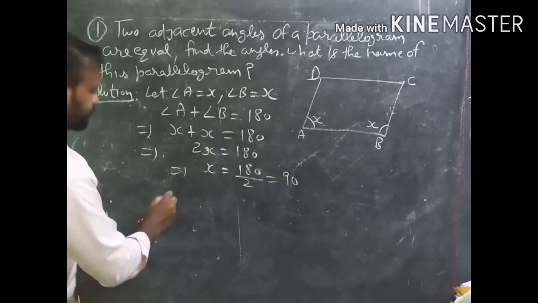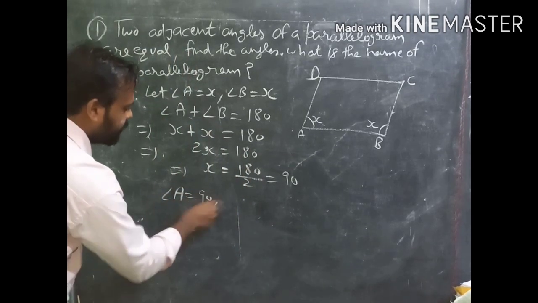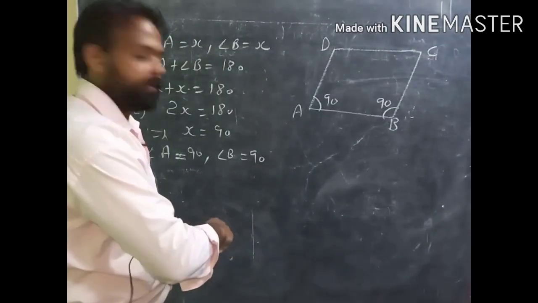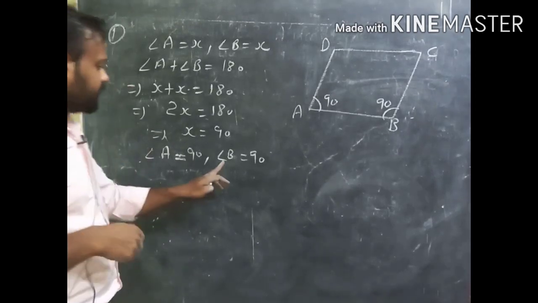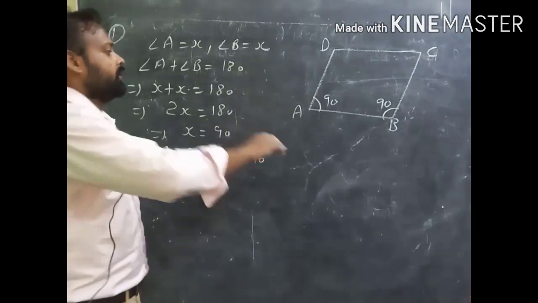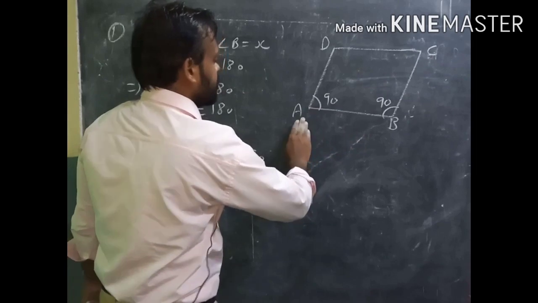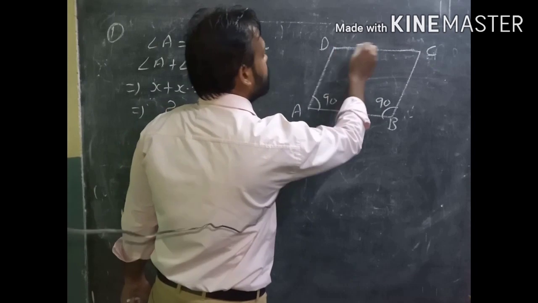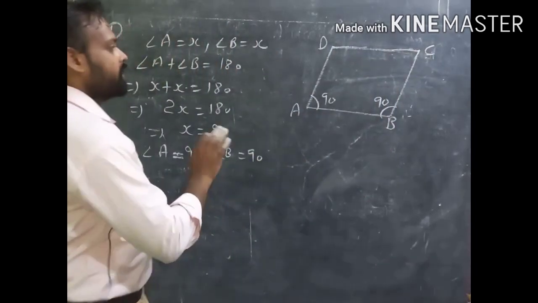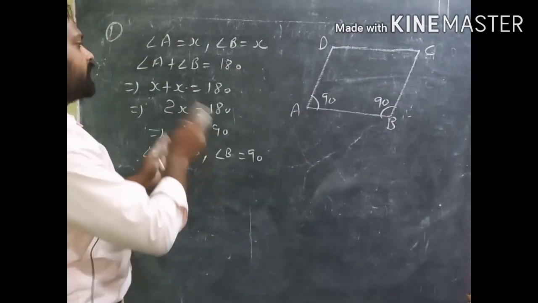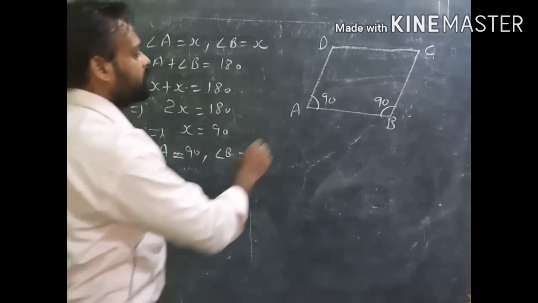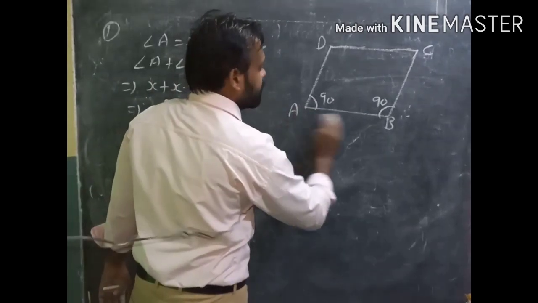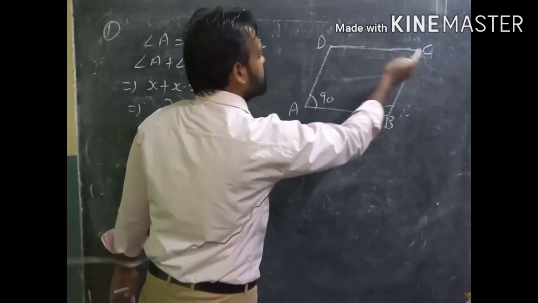In this way angle A is 90 degrees and angle B is also 90 degrees. Now we have to find angle D and angle C also, but I had already explained when I was explaining the properties of the parallelogram that the opposite angles are always equal. So if we found angle A and angle B, then we don't need to calculate angle C and D.